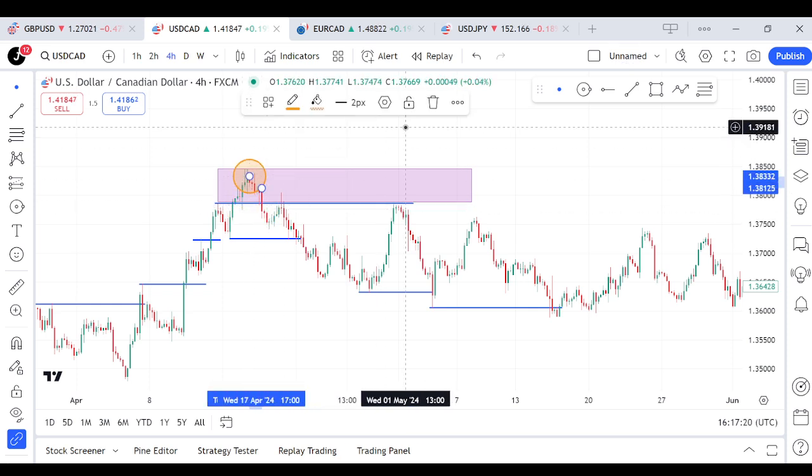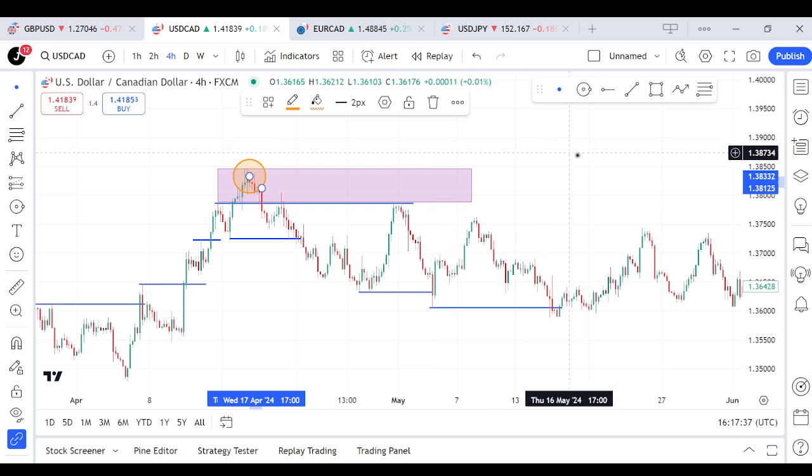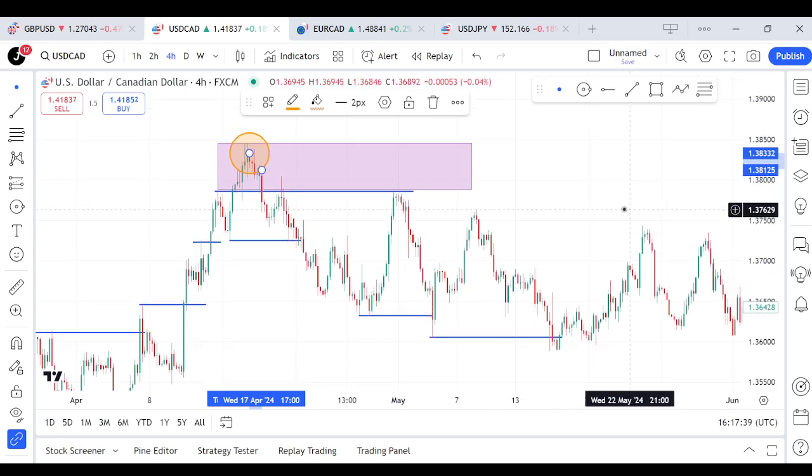And the third step is to wait for confirmation. Patience is crucial here, so don't rush to enter a trade. As soon as you see the pattern forming, wait for confirmation of the reversal by observing a break in market structure, and this could be a lower low in a bearish setup or a higher high in a bullish setup. And also wait for confirmation.